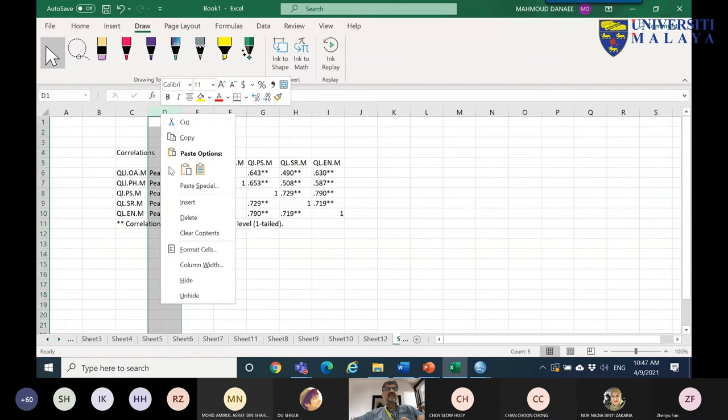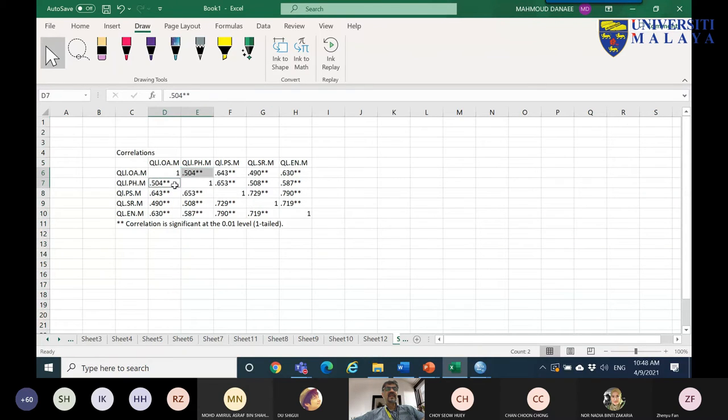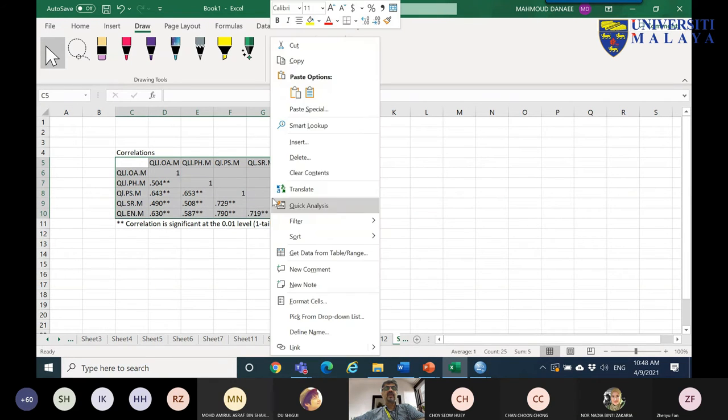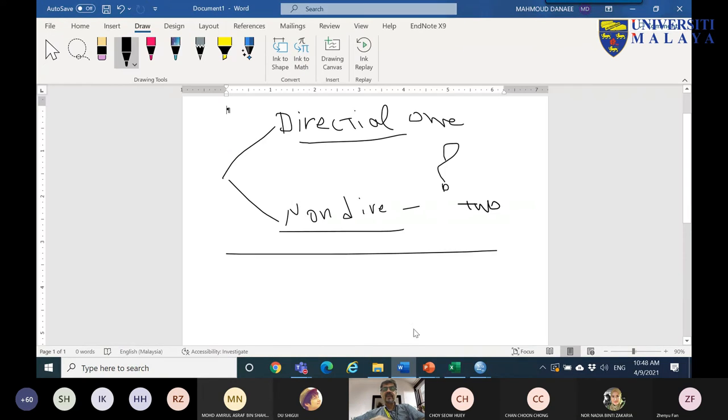As can be seen here, this number and this number are the same. This number and this number are the same. So the numbers above the diagonal are the same as the numbers below the diagonal. It is a symmetrical matrix, right? So what we need to do is just remove the numbers above. That's all. And then we copy, and then we report it like this.